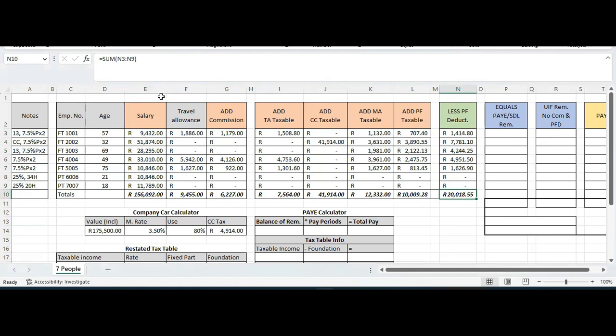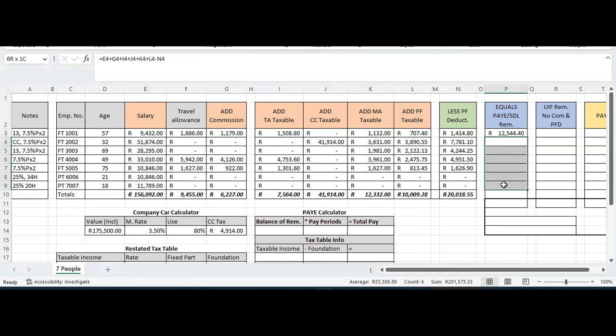Okay, now we can calculate our pay-as-you-earn remuneration. Remember what I said? Salary plus commission plus the taxable value of the travel allowance plus the taxable value of the use of the company car plus the taxable value of the medical aid plus the taxable value of the company's pension fund contribution less the employee and the company's pension fund contribution. Look there in the formula bar. I've given you the formula. That equals the pay-as-you-earn remuneration.